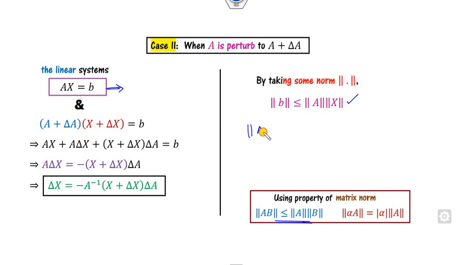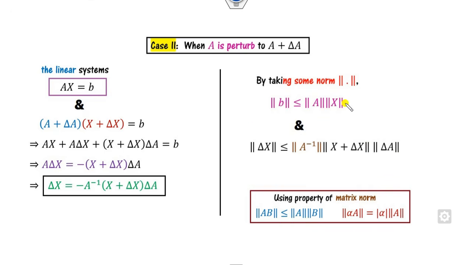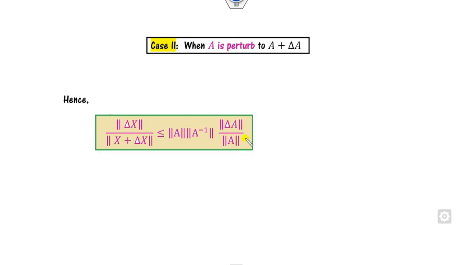Now I can take the norm on the second side, so this is the norm of minus A inverse times delta A times X plus delta X. Now I can use this property. What is alpha? Here alpha is minus 1, so what is the modulus of alpha? In this case it is plus 1. Then I use this property, which is less than or equal to here. Again I can take X on the left hand side, which comes to be here. So from 1 and 2 you can easily derive this equation. Again, this is the error bound on this equation.